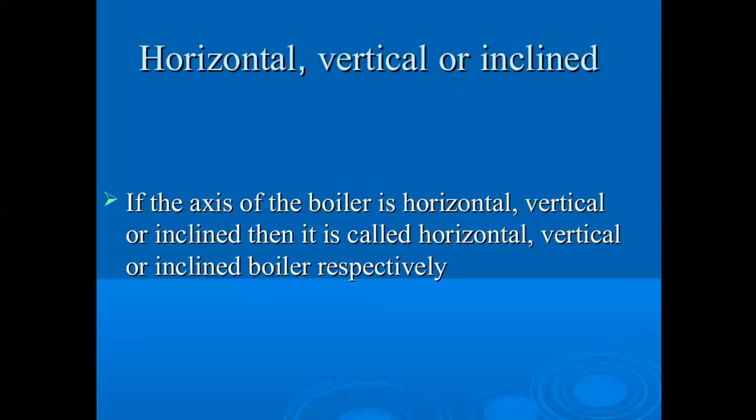If the axis of the boiler is horizontal, it is called a horizontal boiler. If the axis is vertical, it is a vertical boiler. If it is inclined, it is an inclined boiler. So if the axis of the boiler is horizontal, vertical, or inclined, it is called a horizontal, vertical, or inclined boiler respectively.